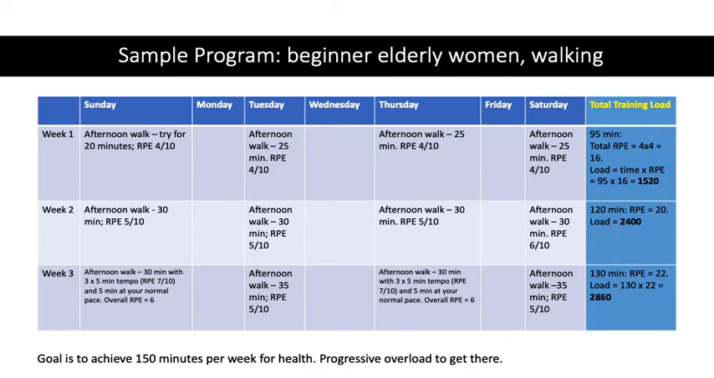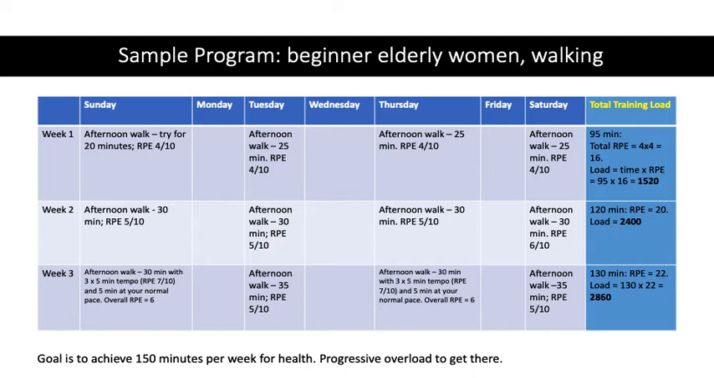Now I want to provide you with a sample program. This individual is a beginner elderly woman who prefers to start walking. So we have week 1, week 2, and week 3 here. We have our weekly plan, so Sunday, Monday, Tuesday, Wednesday, Thursday, Friday, Saturday, and then the total training load, okay, which we'll talk about as well. So this individual is classified as having a poor cardiovascular fitness level. She's a beginner. And as such, I would choose more of a block periodized plan for this individual.